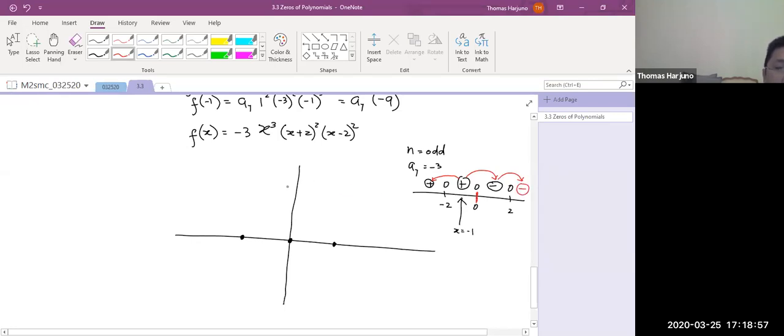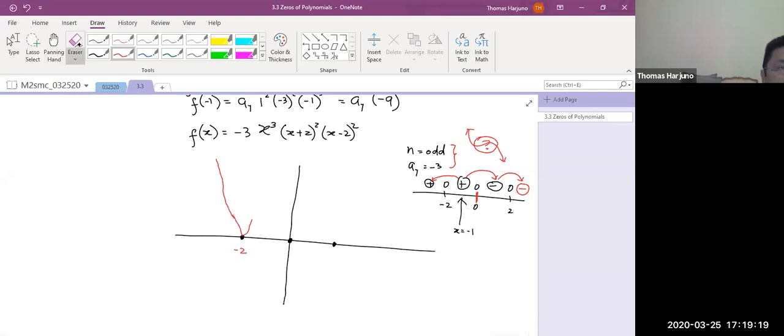By the way, notice that when the degree is odd and the leading coefficient is negative, the graph will look like this. I wonder if you remember. Of course we don't know what happened in the middle. So from positive infinity, when it touches negative 2, it bounces like that. This is not supposed to be sharp. So it bounces here and then goes up and then goes to 0. By the way, what is the multiplicity of x equals 0?